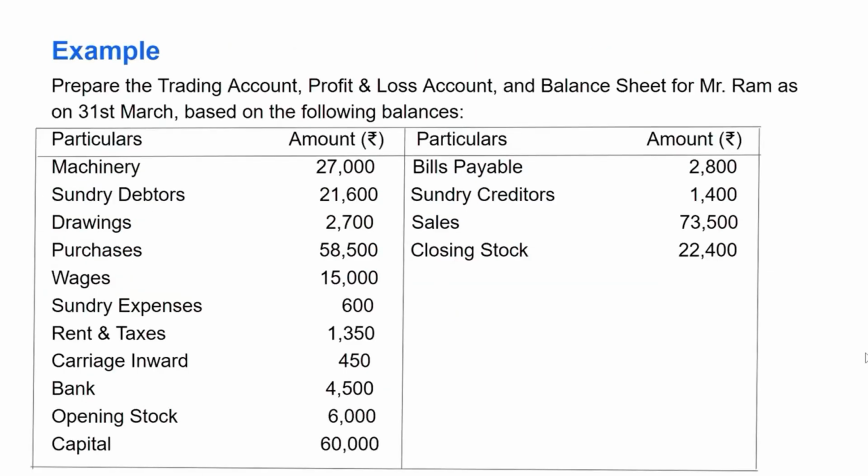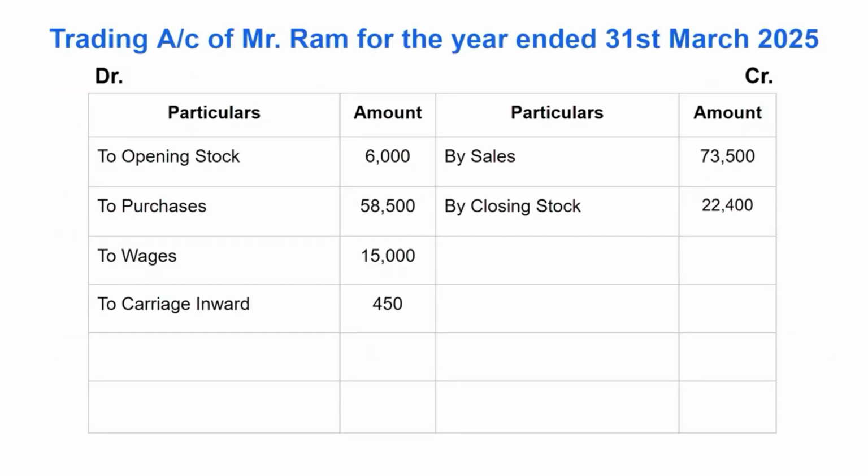Next, we have recorded all the entries. Now let's close the accounts. This is trading account. Let's calculate the total. 73,500 plus 22,400, 95,900. And from 95,900 we deduct the debit side: 6,000, 58,500, 15,450, and the balance is 15,950, to gross profit carried forward.